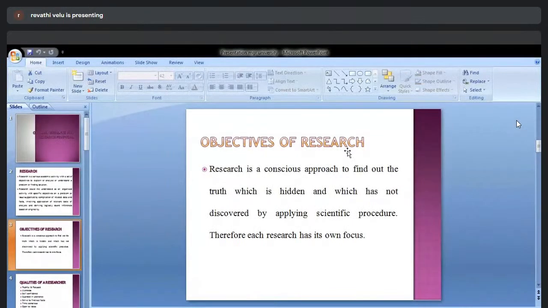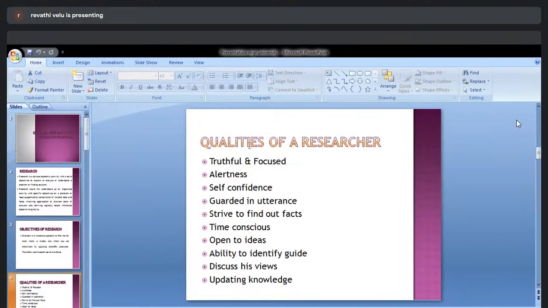Now we are going to select some organizations and do a research. You will take the employees as your respondents. That will be the main objective of the research. Next is the quality of the researcher. You're the researcher now, and you're going to do research on the topic, so you should have these qualities. First of all, you need these qualities. So what are the qualities? Truthful and focused.